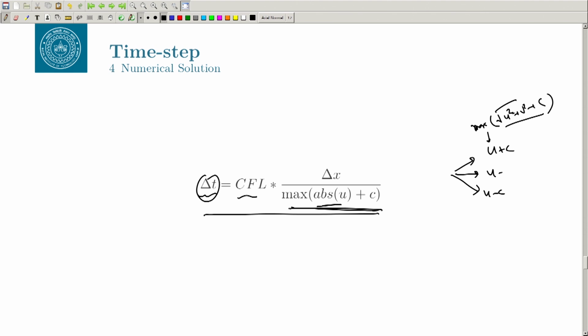So your u may be different; let us say this is your domain, your u may be low here and u may be high here. We want to see what is the minimum delta t and use that delta t to simulate in one go. Then again in the next step calculate the delta t in the entire domain and use that. So this is how you get the time step.